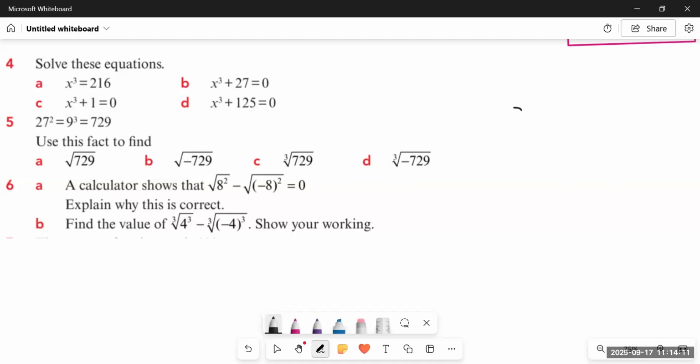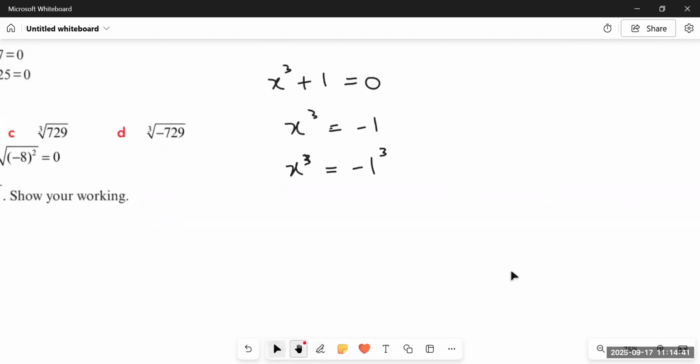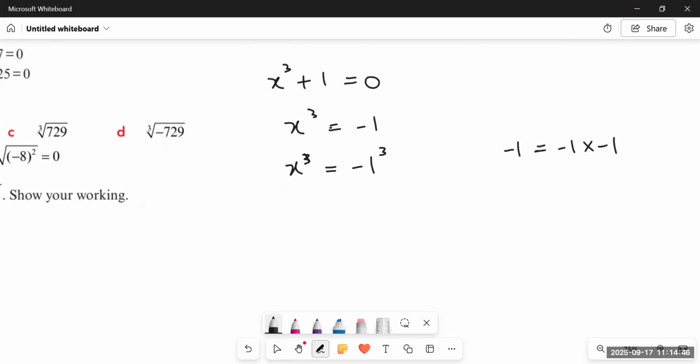Next, we have x cube plus 1 is equal to 0. So it's actually x cube is equal to minus 1. And we discussed it earlier that minus 1 cubed is minus 1. So we can say that x cube is equal to minus 1 to the whole cube, right? Because minus 1 is equal to minus 1 multiplied by minus 1 multiplied by minus 1. Let me write it over here so that you won't get confused. Minus 1 is equal to minus 1 multiplied by minus 1 multiplied by minus 1. Two of these will cancel and minus 1 will be left.